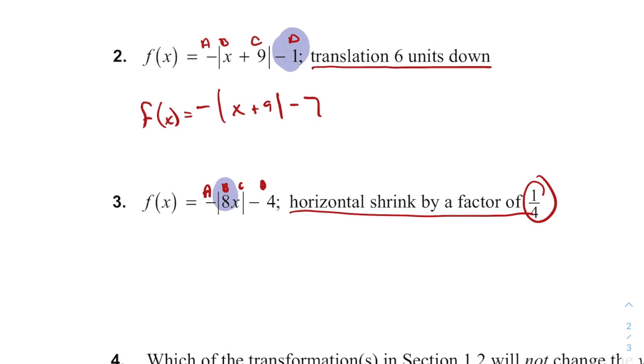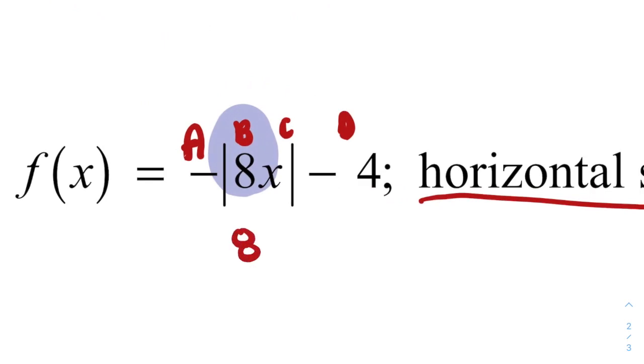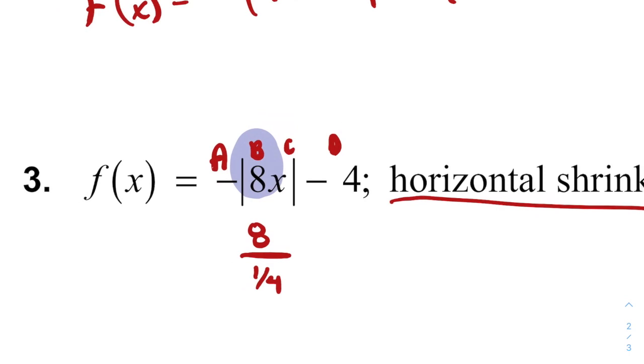So you could, the opposite of multiplying by 1/4 would be to multiply by 4. So horizontal shrink by a factor of 1/4, because this is 1/4, and because it's a factor of, you're going to think I should multiply 1/4, but actually you're going to divide by 1/4. So to change this B, you're going to take the 8 and divide it by 1/4, which is the same as multiplying it by 4.